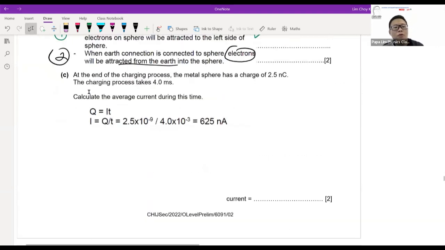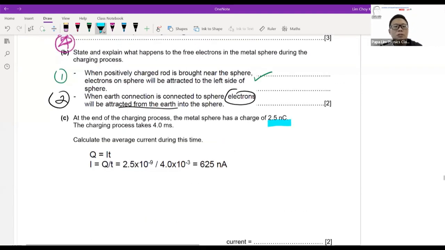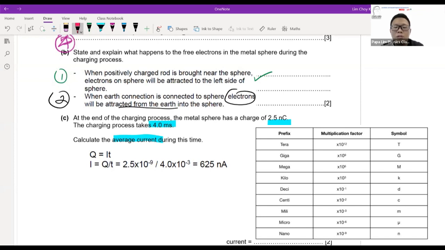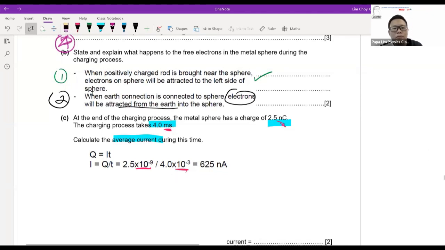Now, the last question is a straightforward one, where you have 2.5 nanocoulombs, and the process takes 4 milliseconds, to calculate the current produced during this instance. The formula that we use, I would say everyone should be familiar with, is Q equals IT. The tricky part here is to take note of the prefixes. What is the prefix for nano? You must know that it's 10 to the power of -9. Milli, you must know it's 10 to the power of -3. If you are aware of the prefixes, it's just a simple calculation. You can leave it to your calculator and generate the answer straight away. So this will be quite easily done.